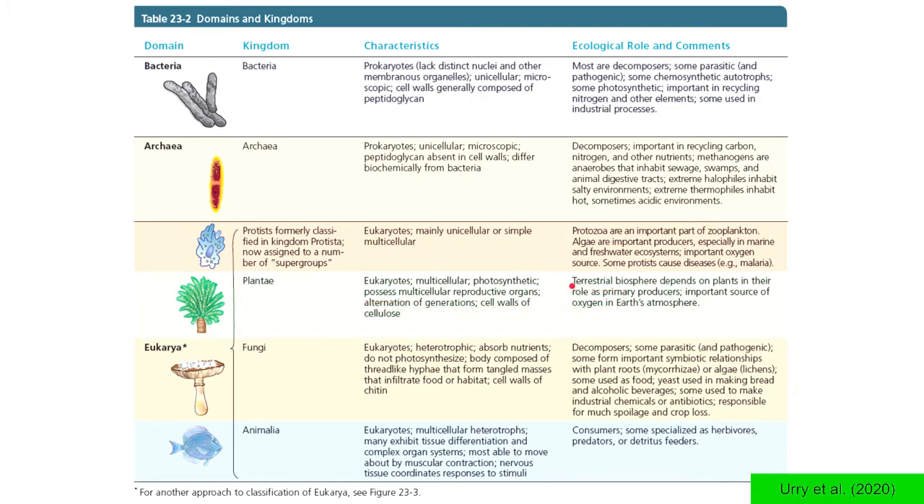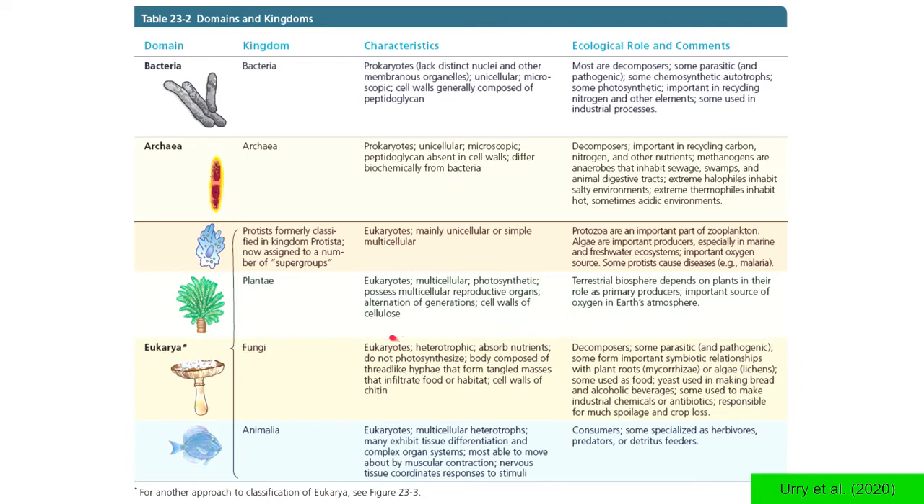They can be terrestrial. They mostly thrive on land. They're known as the primary producers of an ecosystem. So we've talked about that in bioenergetics. They are an important source of oxygen in the Earth's atmosphere as a byproduct of photosynthesis.